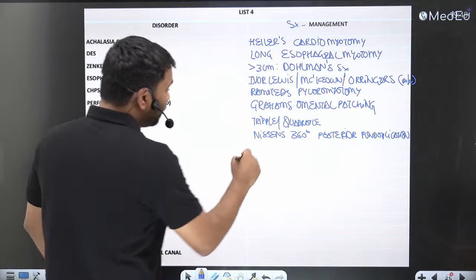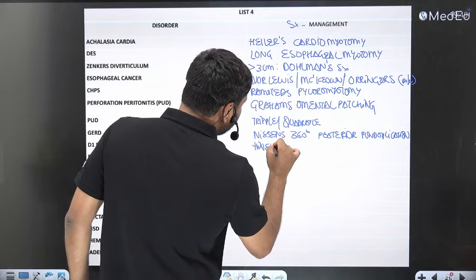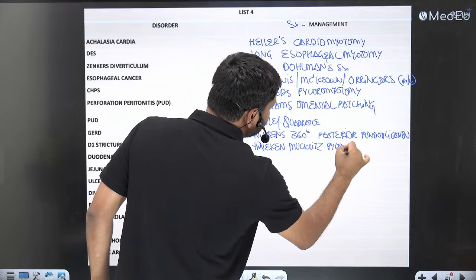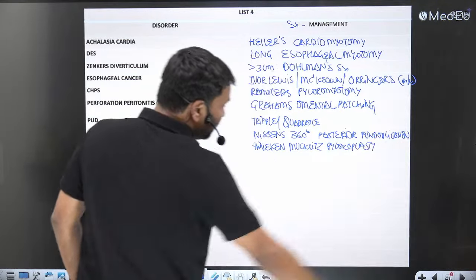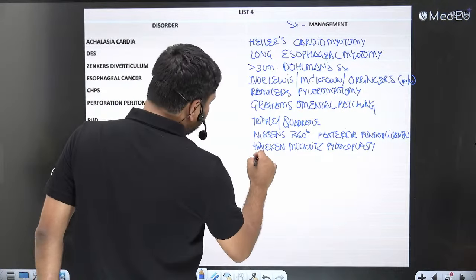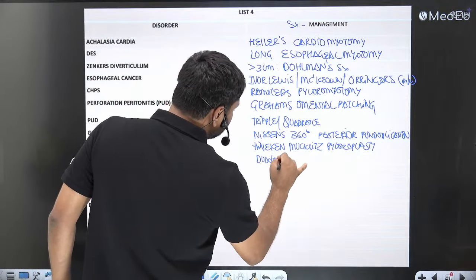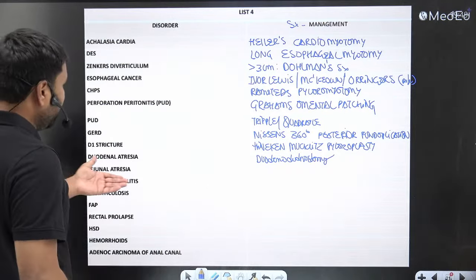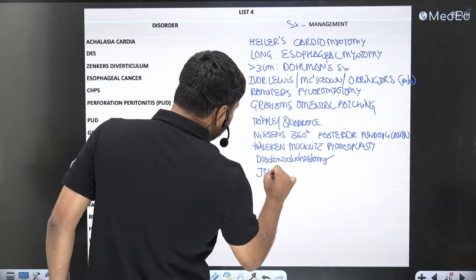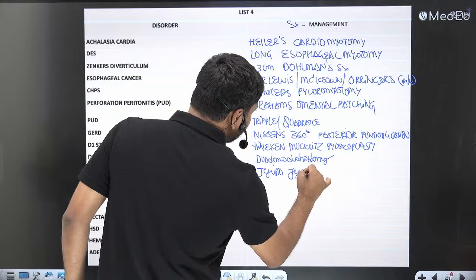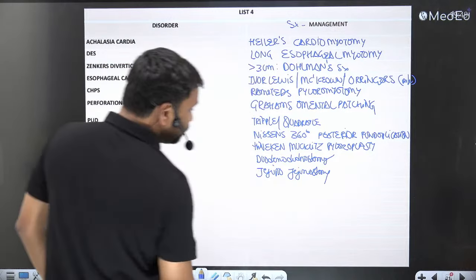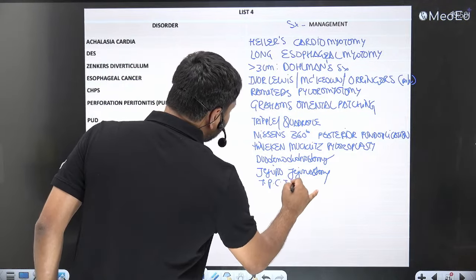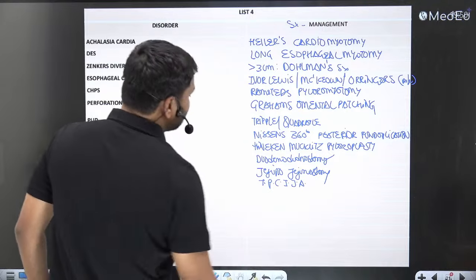For a D1 stricture, you have Heineke-Mikulicz pyloroplasty. It is your Heineke-Mikulicz pyloroplasty. For duodenal atresia, you will do a duodenoduodenostomy. For jejunal atresia, we will perform jejunostomy. For ulcerative colitis, total proctocolectomy with ileal J pouch anal anastomosis.